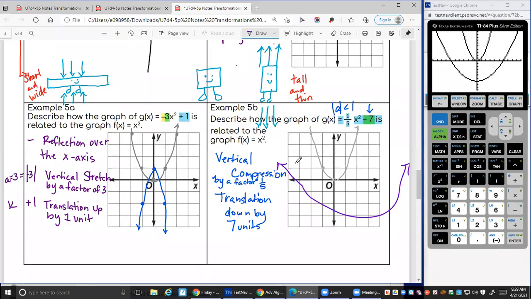Okay. All right, ladies and gentlemen, so 5B, that is vertical compression because of 1/5 being less than 1, and translating down by 7 units because of the negative 7. Drawing is not totally accurate. This graph right here is a better picture if you want accurate. All right, let's look at example 6.